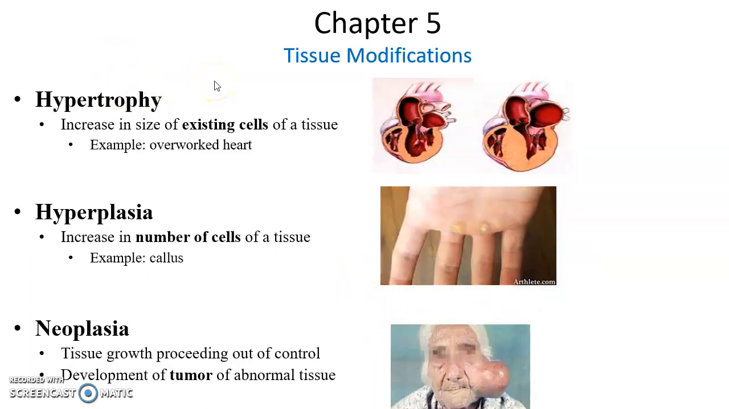Hypertrophy. Hypertrophy is when, for some reason, the existing cells get bigger. So, for instance, if the heart is working way harder than it needs to move blood, it can become hypertrophic, become thicker, bigger than it needs to be. Hyperplasia is an increase in the number of cells. So, for instance, calluses, we produce a lot more of the epithelial cells from the epidermis to help provide additional protection to those areas being utilized. Neoplasia, we kind of talked about that already. Cancer, tumors, uncontrolled abnormal tissue growth.